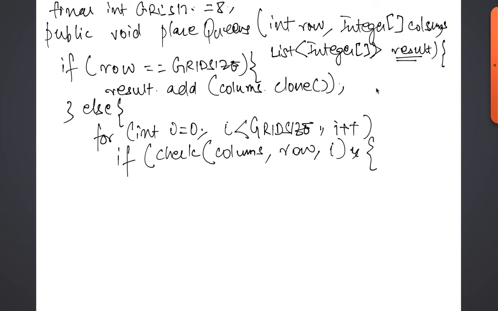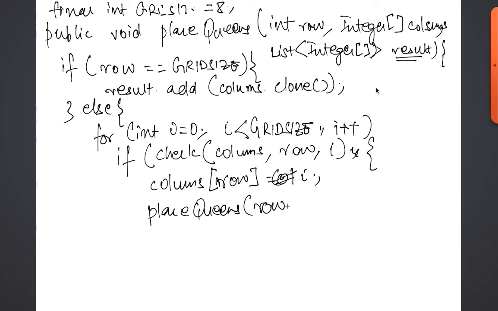So if that check passes, we just put the queen there. Now that we're done with the queen, we recurse and put other queens. So we just call placeQueens again, increment the row value, pass all the columns, and pass the results.